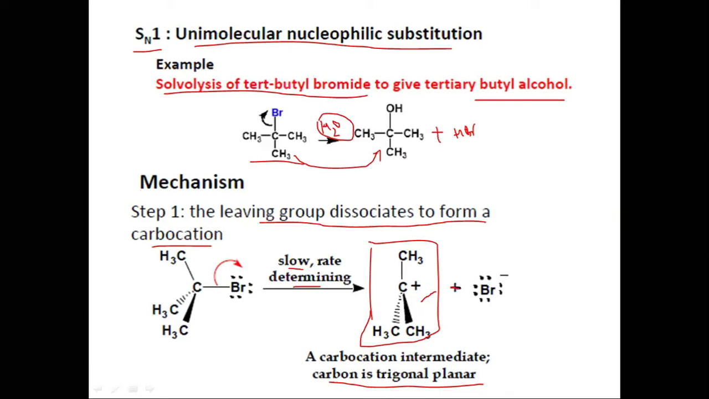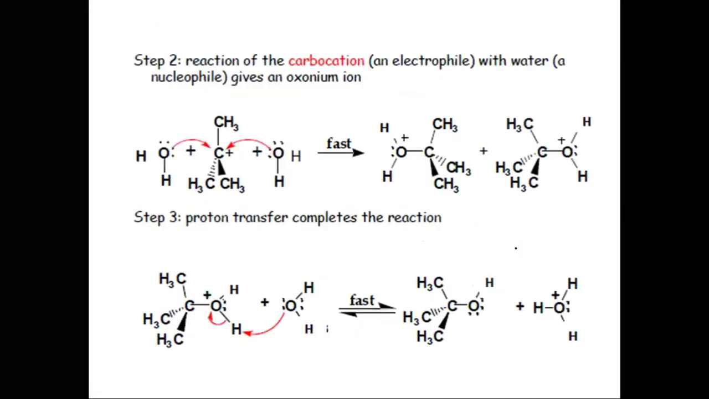In this state, you have a carbocation species as well as Br minus. This is the leaving group. So the substrate is this one, and the slow and rate determining step is step 1, generation of carbocation and leaving group. Step 2 is the reaction of the carbocation. The carbocation is an electrophile, and water acts as a nucleophile, giving an oxonium ion.